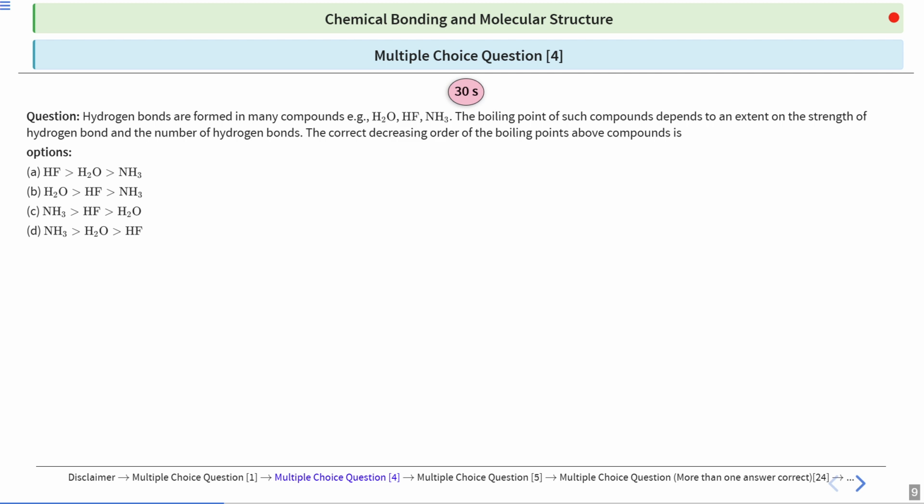So we have 3 compounds arranged in 4 different variations: the compounds are HF, H2O, NH3, ammonia, water and hydrogen fluoride. So your time to solve this question starts now. Again, I am repeating it, you have to consider 2 things: the strength of hydrogen bond, which will depend upon polarity, and second, the number of hydrogen bonds.